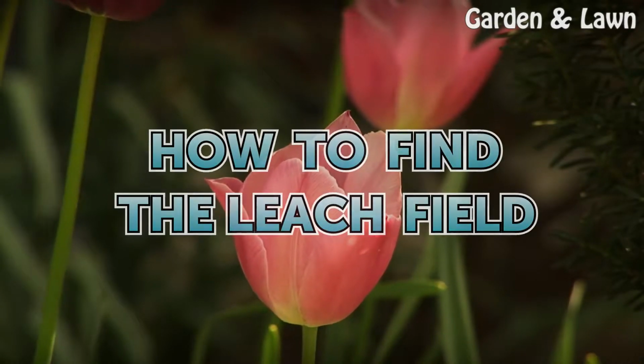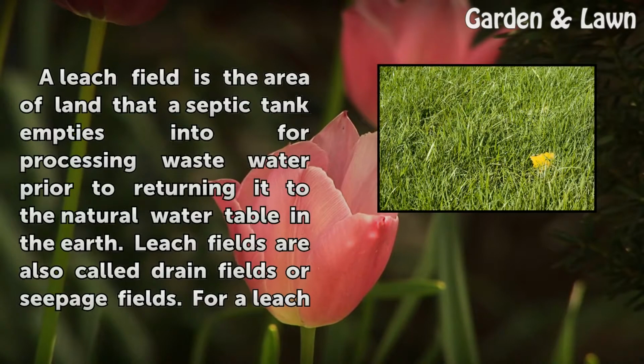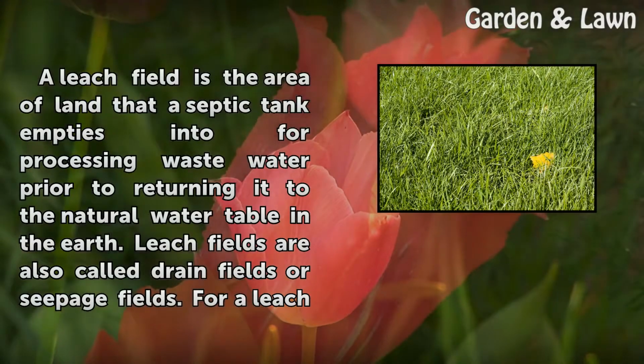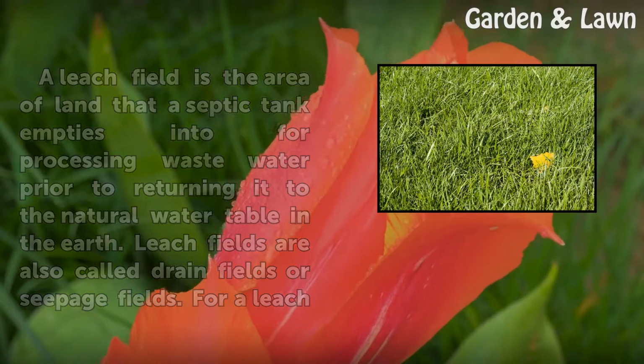How to find the leach field. A leach field is the area of land that a septic tank empties into for processing wastewater prior to returning it to the natural water table in the earth. Leach fields are also called drain fields or seepage fields.